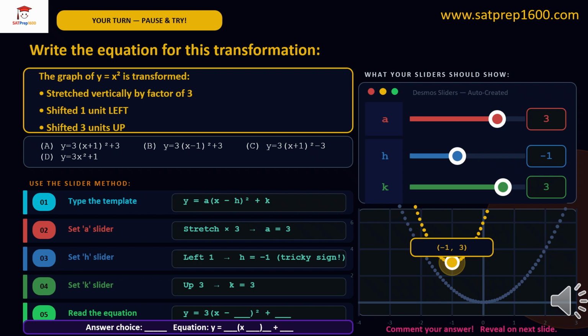Use the slider method. Step 1. Type the template: y equals a times (x minus h) squared plus k. Step 2. Stretch by 3 means a equals 3. Step 3. Left by 1. Careful here. That means h equals negative 1. Step 4. Up 3 means k equals positive 3. Step 5. Read the equation off the screen. Pause now.